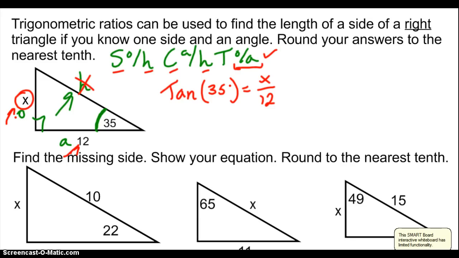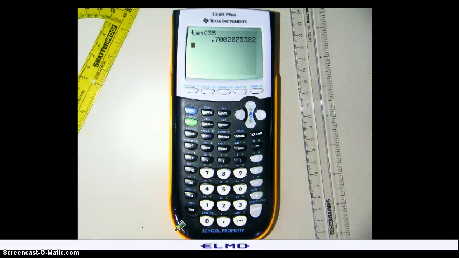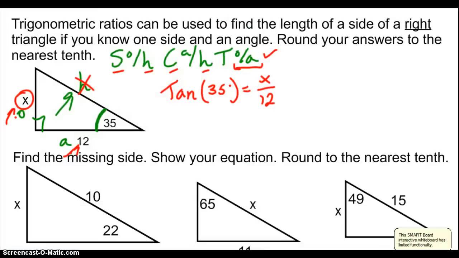Now, let's find what tan of 35 is in our calculator. Alright, looks like tangent of 35 is 0.700. So I'll just fill in 0.700 for tangent equals x over 12. Now we've got to solve for x, and the easiest way to do that is just to put a 1 under that 0.700 and treat this like a cross-multiplying problem.